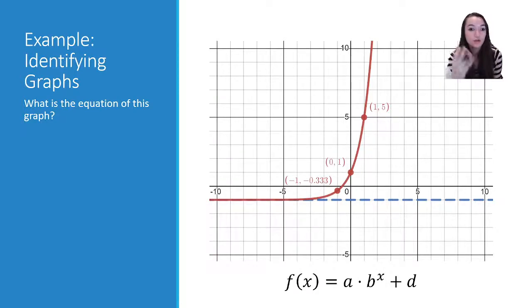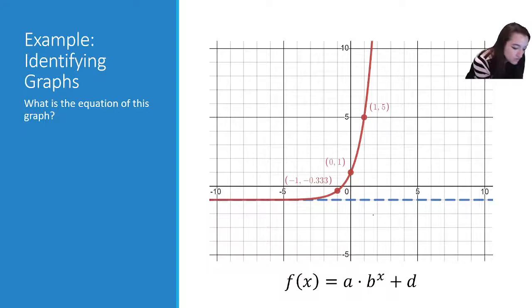So here, I want to know what the equation of this graph is. I have f of x equals a times b to the x plus d as my basic form. Yes, I'm missing c, or the possibility of a negative in front of the x, but that's actually okay, because if we remember our exponent rules, let's think about this.